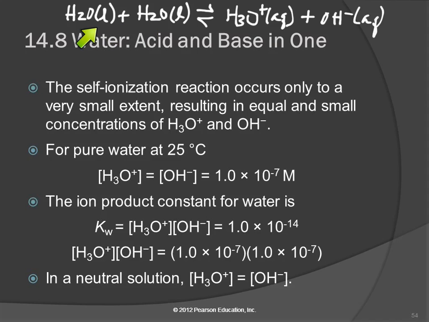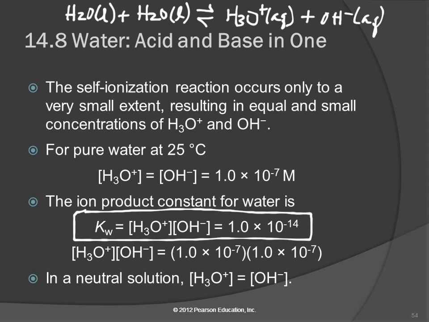But these are both liquid, right? Liquids and solids don't change their concentration, so we leave them out. So down here, let me circle that. This is the equilibrium expression for that self-ionization of water. There's K, the equilibrium constant. They call it the ion product constant, Kw. It's just the equilibrium constant for the self-ionization of water.